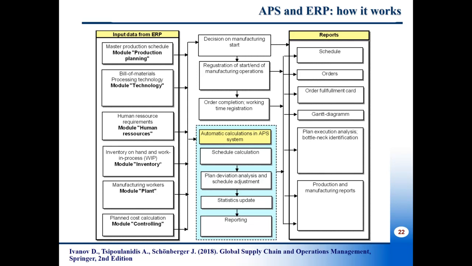And therefore, APS modules are mainly dedicated to deterministic planning. However, there are uncertainties on both the inbound side, for instance, suppliers' unreliability and machine breakdowns, and also on the outbound side, for instance, unknown customer demand. In order to hedge against this uncertainty, buffers have to be installed, either in the form of safety stock or safety time.